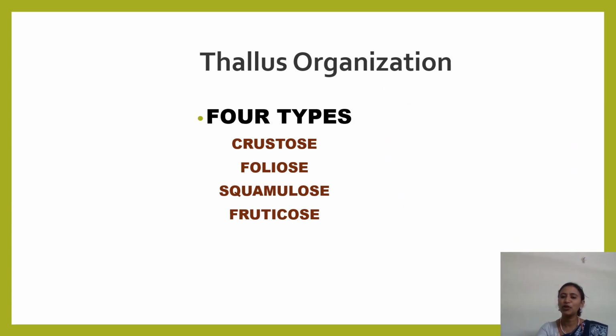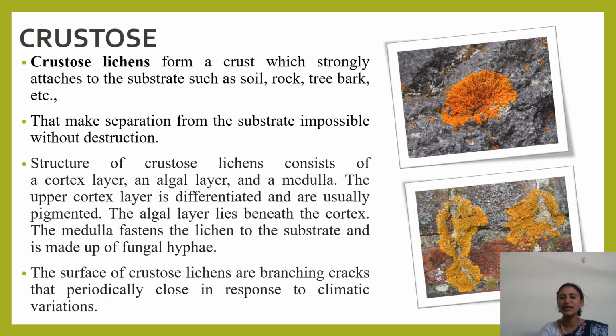And to talk about lichens, there are four different types of lichens, namely crustose, foliose, squamulose, and fruticose. As per the name, you can differentiate these lichens and identify them according to their place and their structure. Let's see one by one. The first one is crustose. Crust, what do you mean by crust? This is the surface of earth or rock.